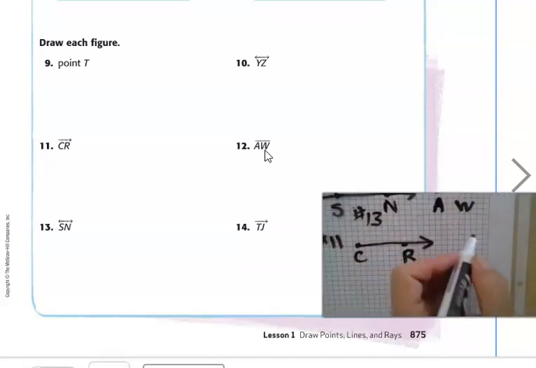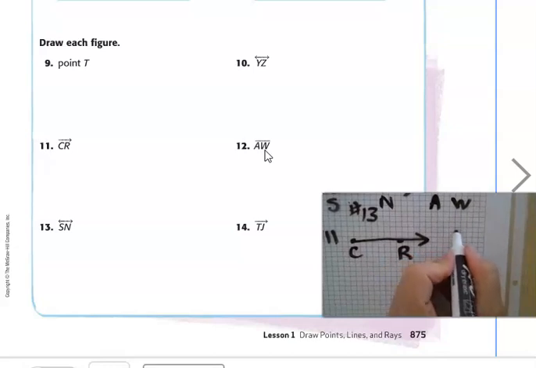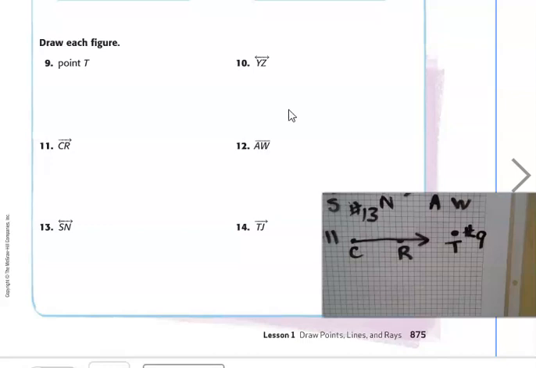If you're confused by number 9, you would simply draw a point and label it T. That's all you have to do when it says point. So that's number 9. Hopefully that allows you to get through all the rest of the problems. I've given you one example of each of what's shown, and you should be able to extrapolate that onto the other problems that you've got here.